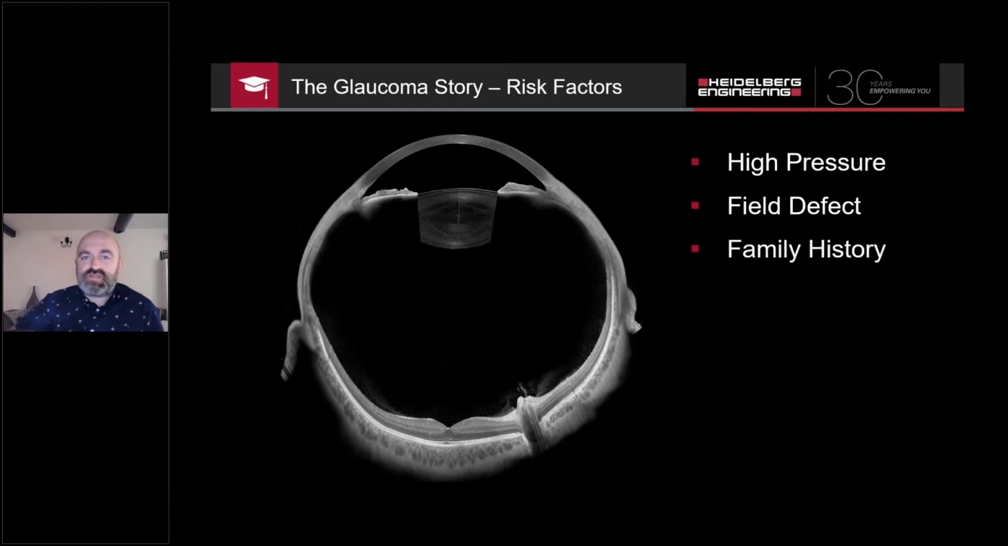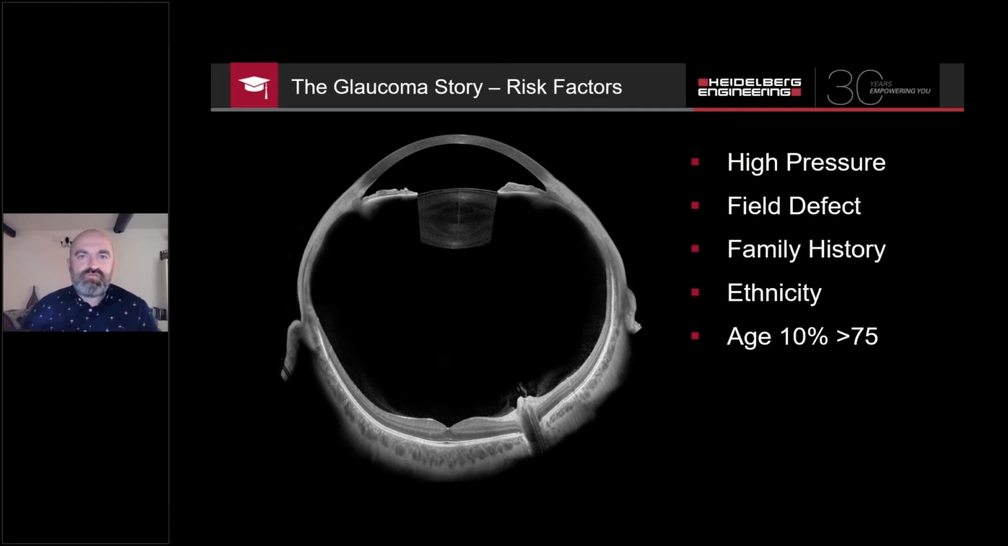Family history plays an extremely important part in glaucoma, because of course it is often an inherited disease. Ethnicity plays a big part, because different ethnicities have different levels of occurrence of glaucoma, but crucially, age. And I think this is very important in primary eye care, because it's been proven that 10% of patients over 75 years old have glaucoma.